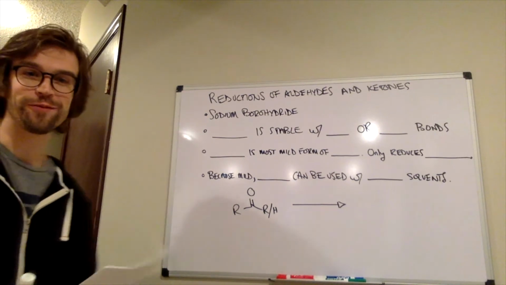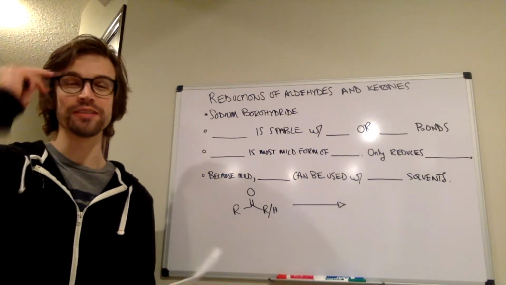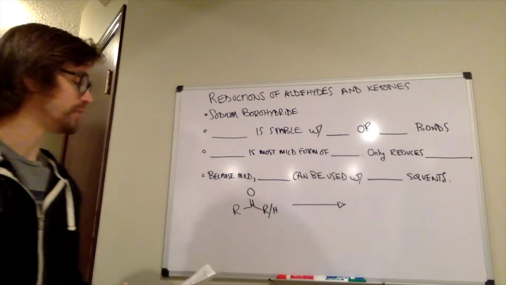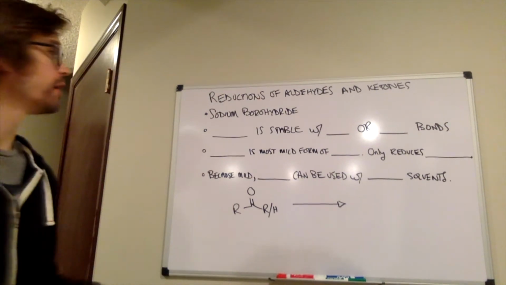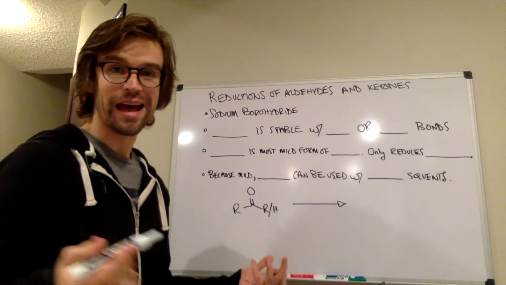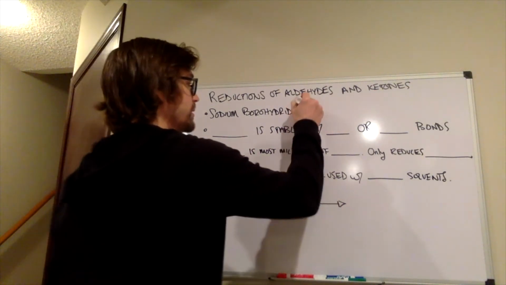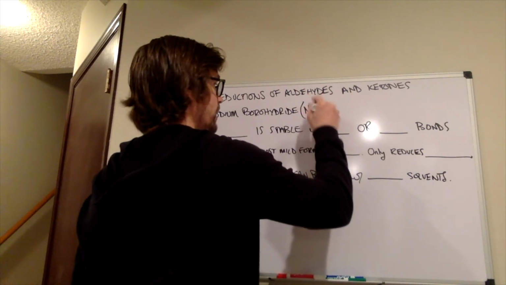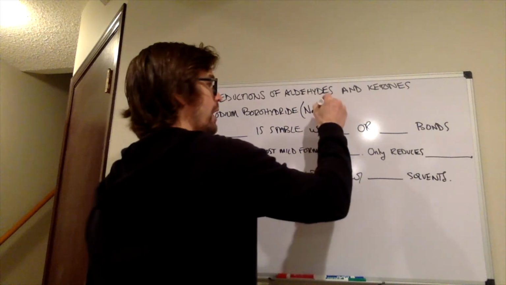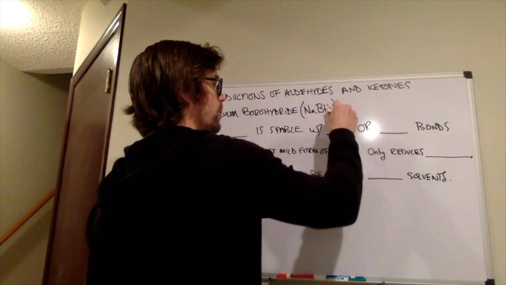All right, for our first nucleophile type thing that is going to be added to ketones and aldehydes, we have sodium borohydride. So sodium borohydride is called sodium borohydride, but what does that translate to? It's sodium, so Na, and then boro is a boron, and hydride is H4.